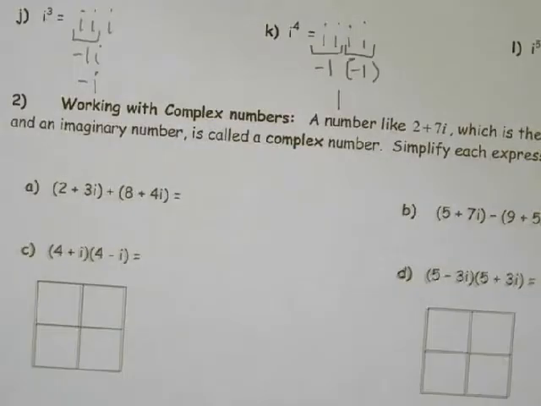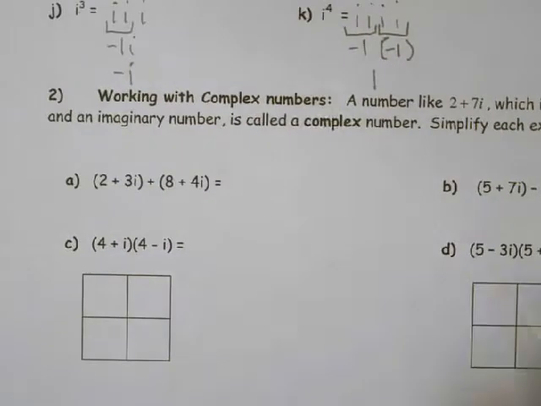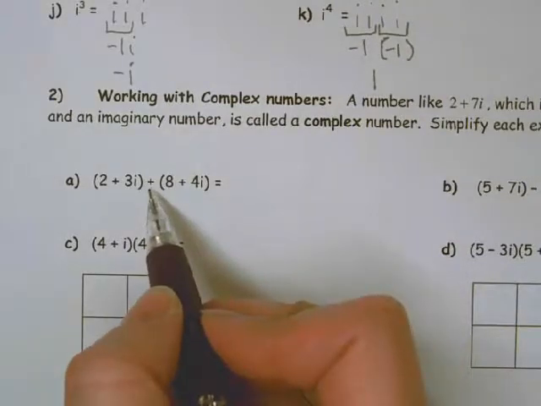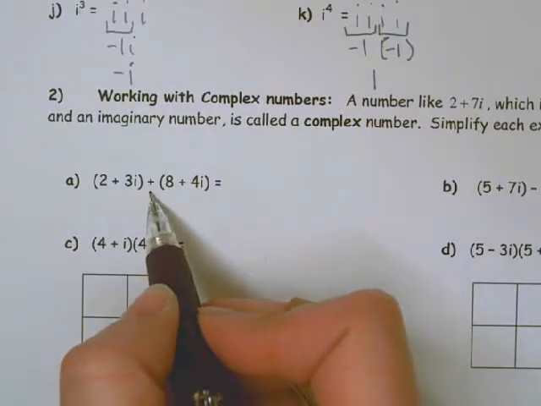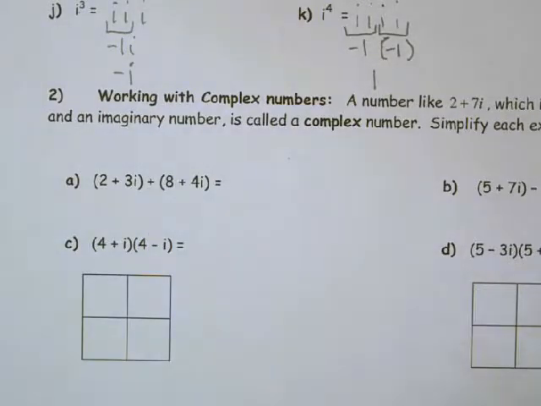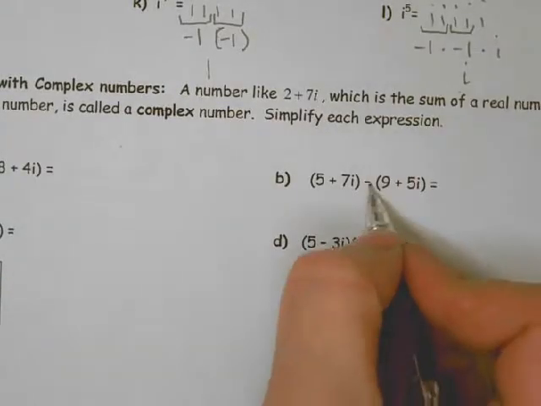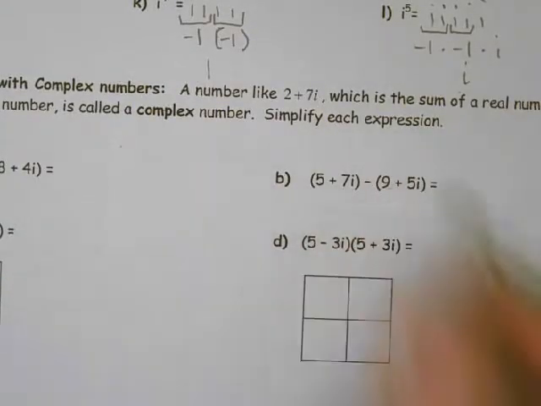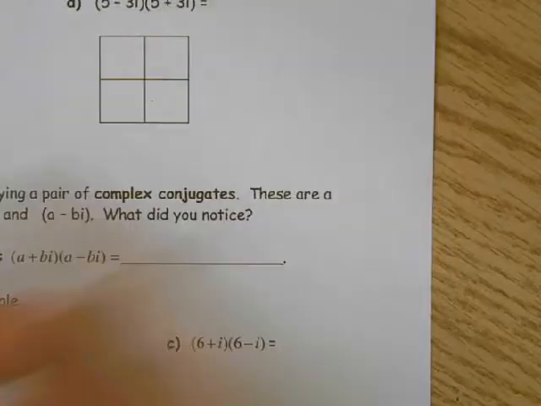So on a couple of these, you need to pay close attention to how this is happening. So we've got this, these are just being added. So you're just going to drop the parentheses away and combine your like terms. Part B, you have to pay attention to that negative. It's going to change those into negatives. So I'm going to go ahead and do part D.